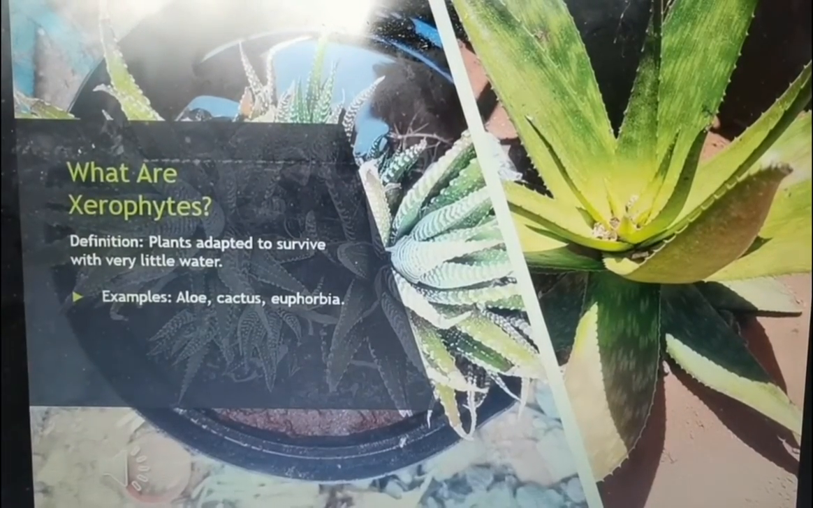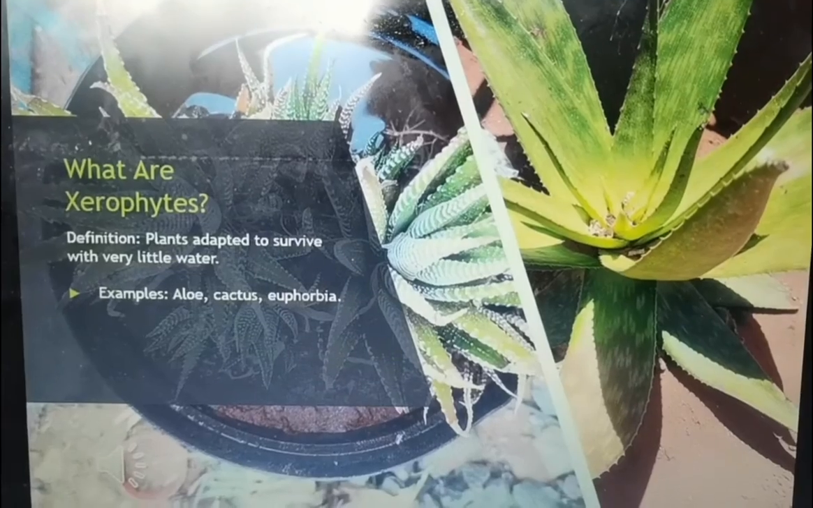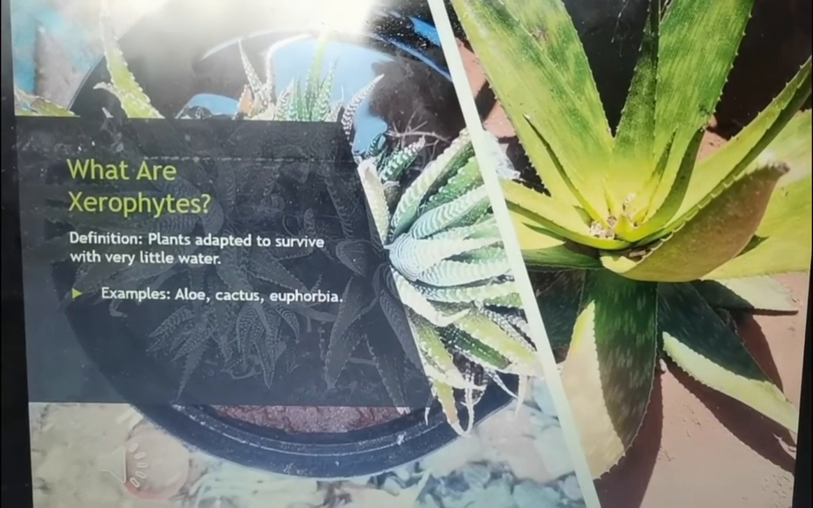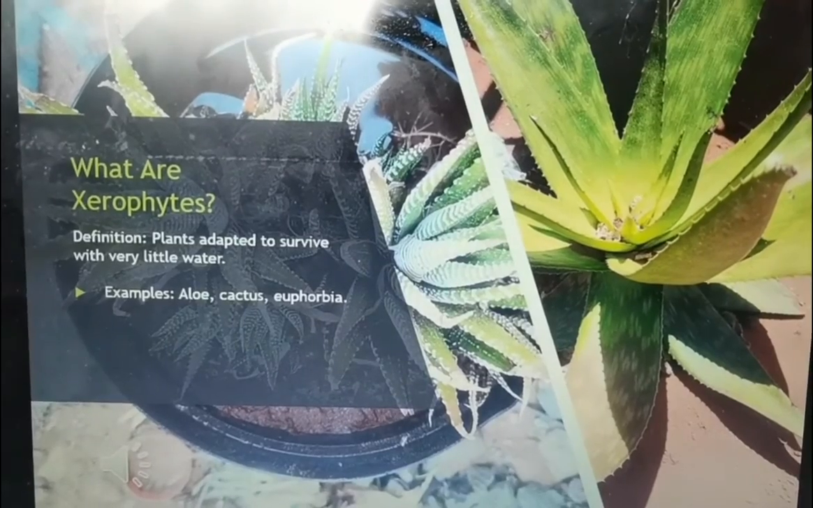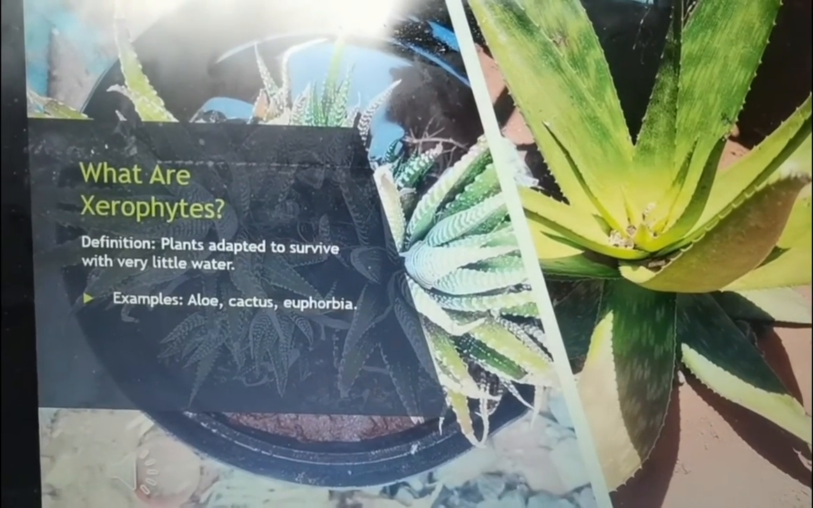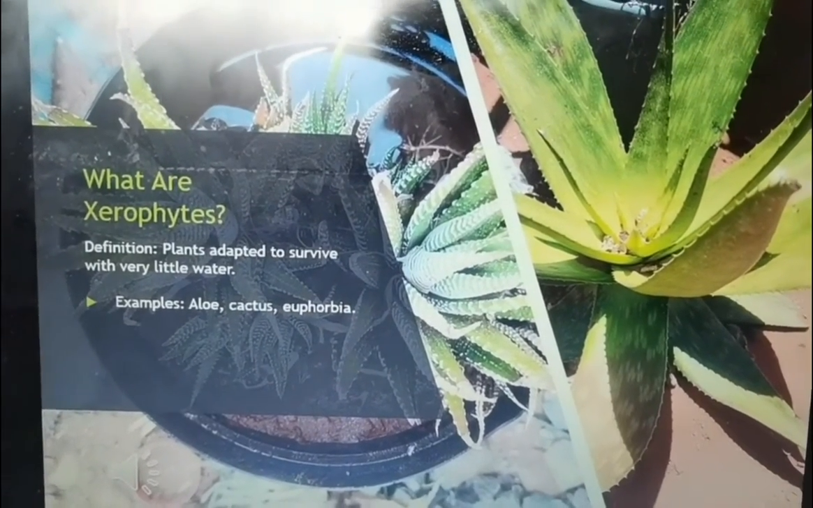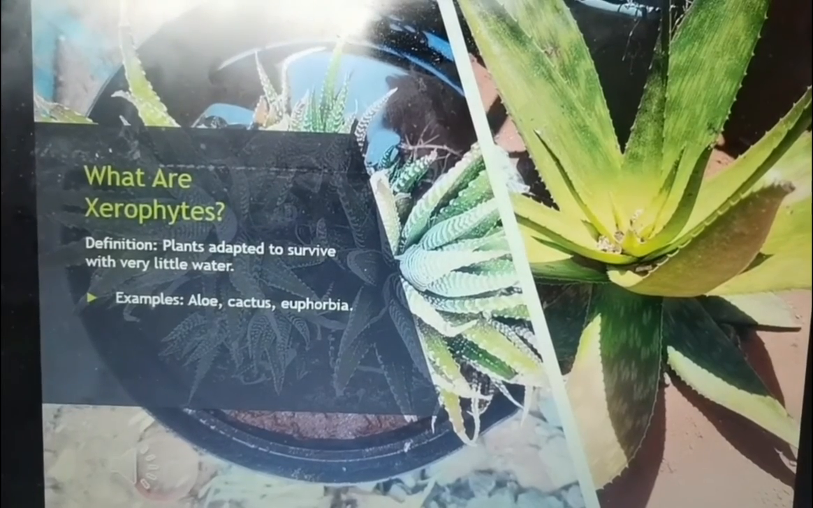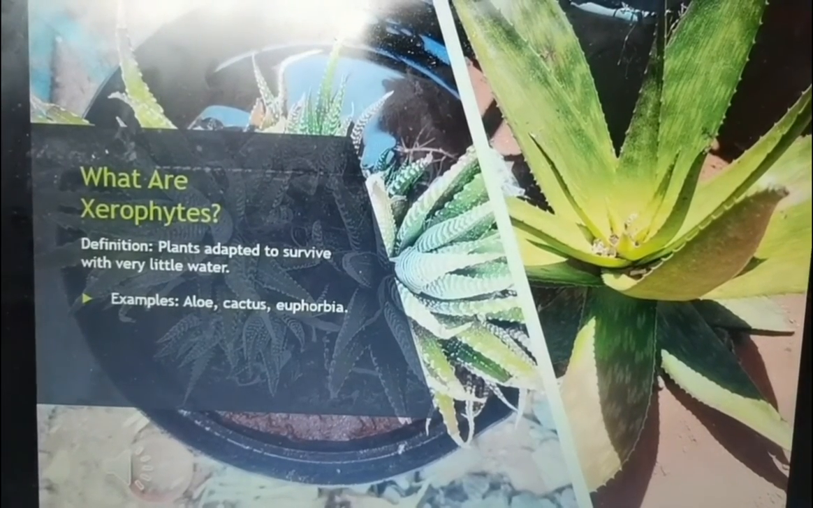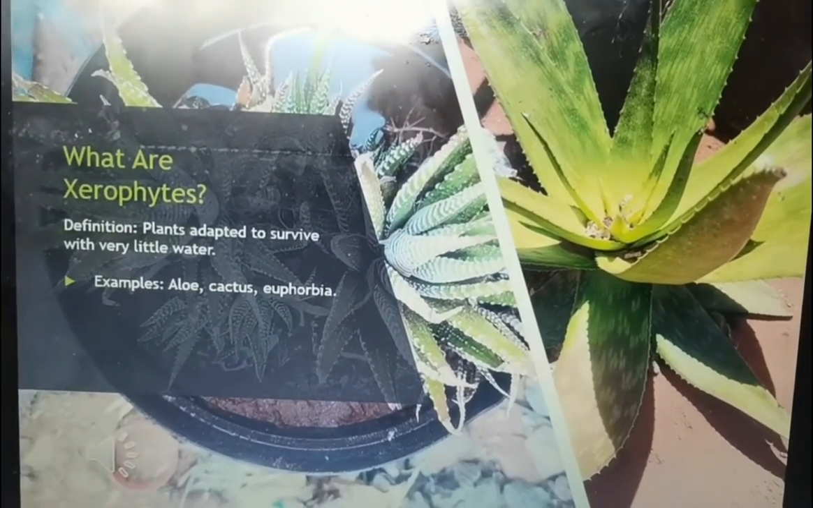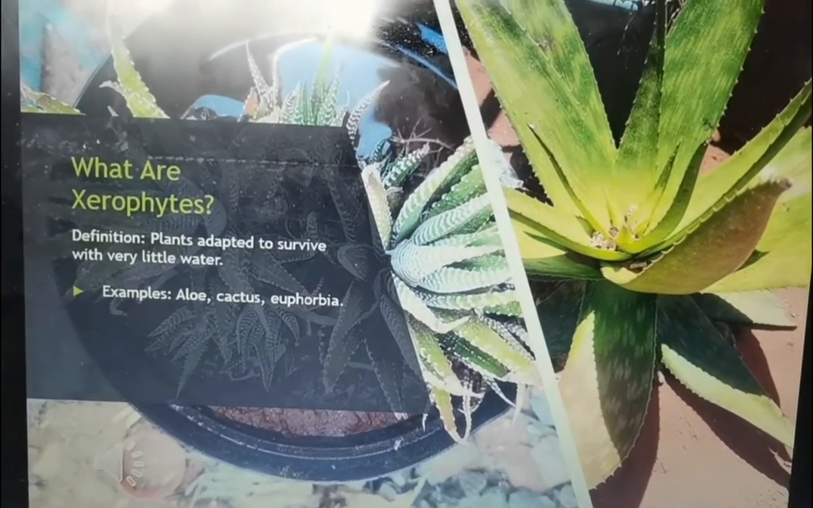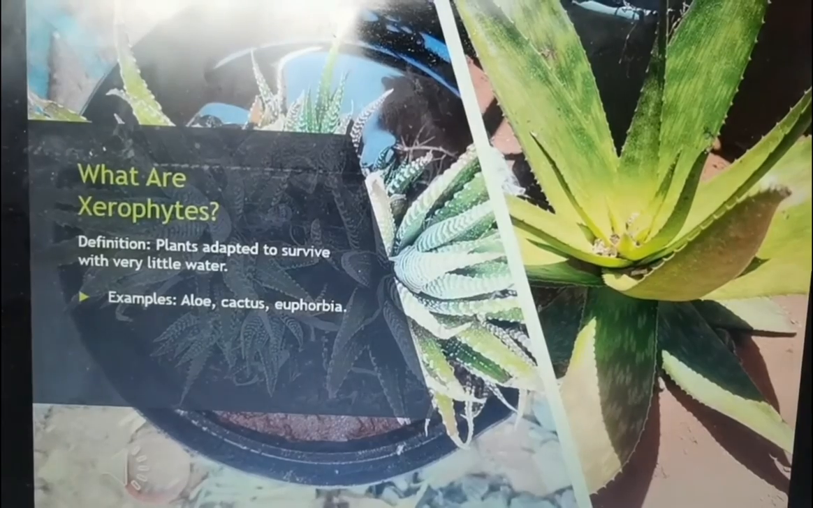Now let's get on with it. The question is, what are xerophytes? Xerophytes are plants that are adapted to survive in areas with little water, such as deserts. For example, the Northern Cape. Most of the Northern Cape is a desert. It's a semi-arid place, or a semi-desert.